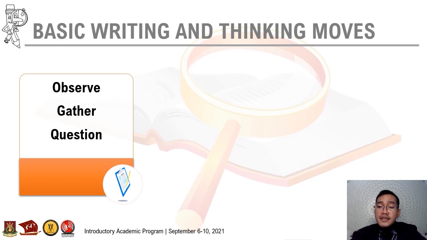Next is gather, a very important skill as well of a researcher. So collect observations, use personal experiences, so collecting data, basically. And then you cluster, you list, you brainstorm with others. Interview others, talk to them, and then jot down information that you get from other people.